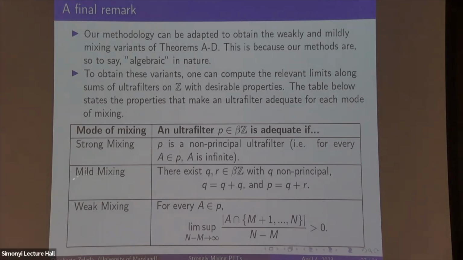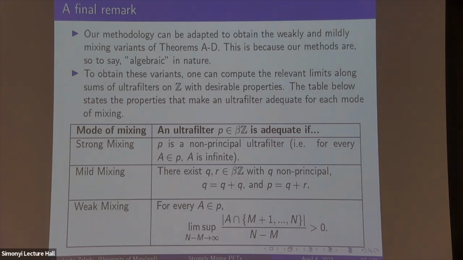The second one is mild mixing. And what makes an ultrafilter nice for mild mixing is that it can be written, so p can be written as the sum of q plus r, where q is idempotent and non-principal, and r is anything. And finally, weak mixing is any ultrafilter that has the property that each of its elements has positive upper Banach density.